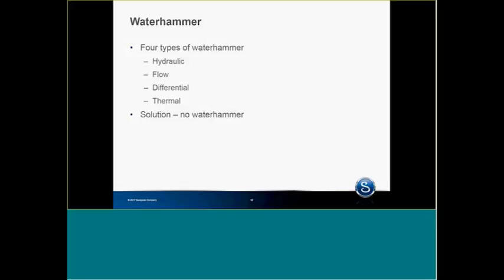Water hammer. 4 types of water hammer: hydraulic flow, differential, thermal shock. I can talk for 3 days on water hammer. Solution: no water hammer. No steam system should have water hammer. Zero. There's no reason for it. If you do have water hammer, you hear that pinging, banging, just remember one thing. It's telling you you've done something wrong. Come and fix me. Otherwise, it's going to do damage.